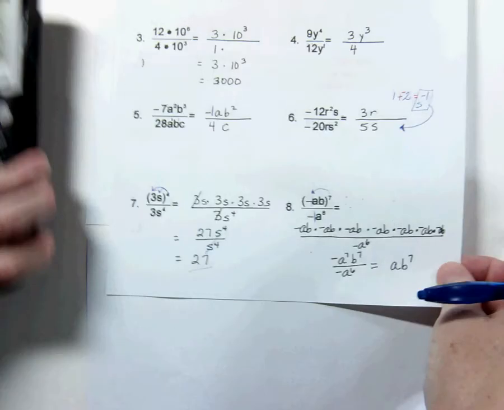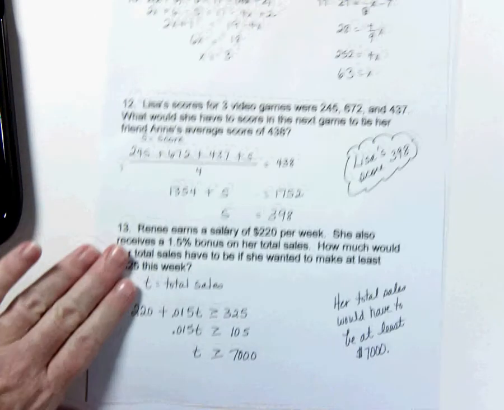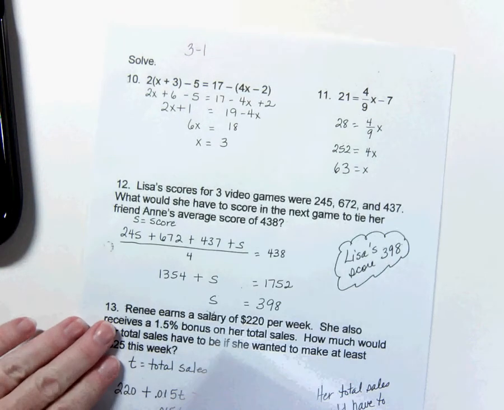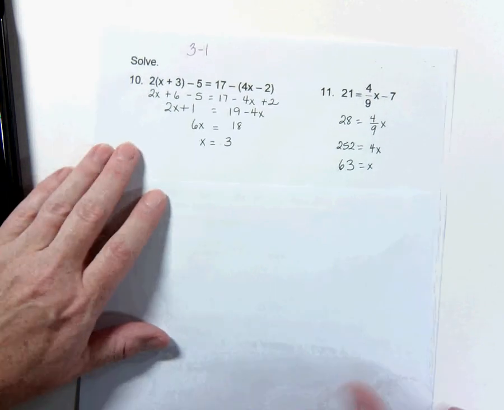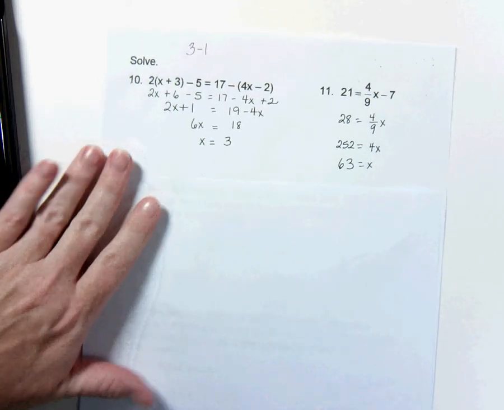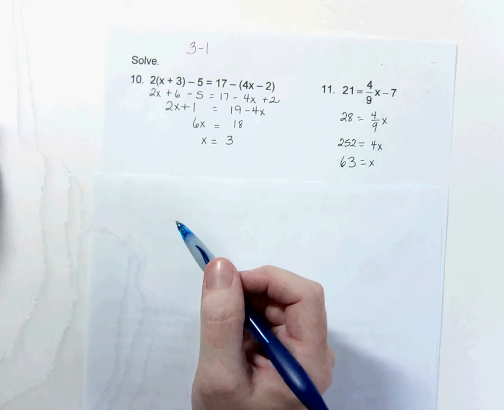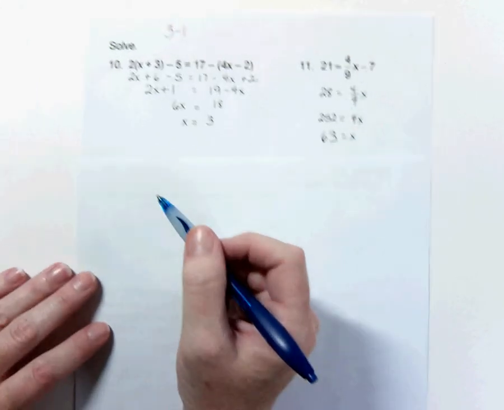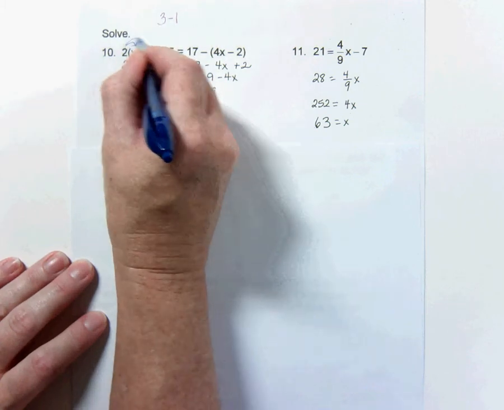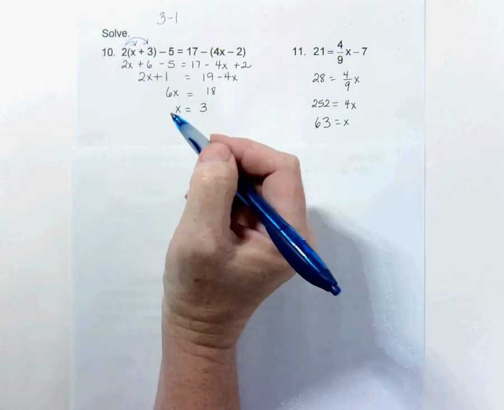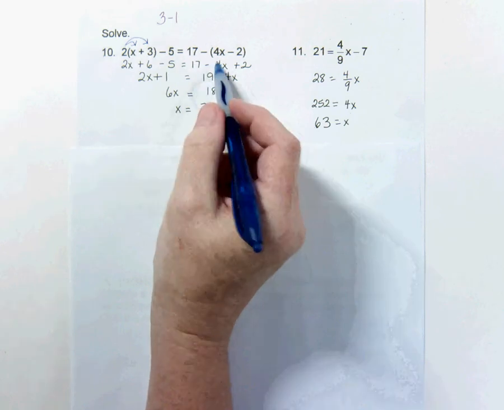Okay, pause it and take these notes if you need to, but let's go on to a couple more problems of review. This is a little bit of review of some of the algebra in previous units. So let's look at this one. You're going to first distribute 2 to the x and 2 times 3. And on this side of the equal sign, same thing.